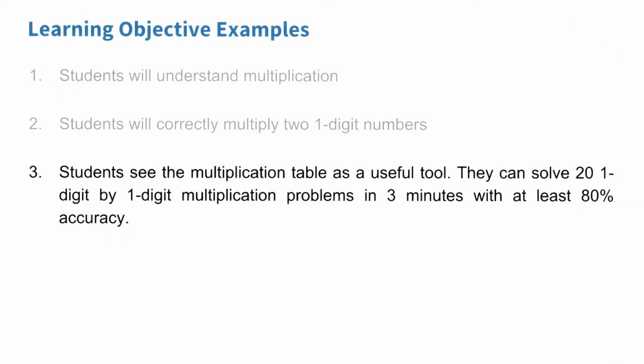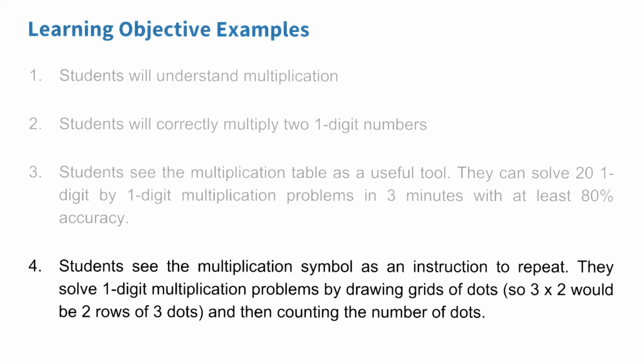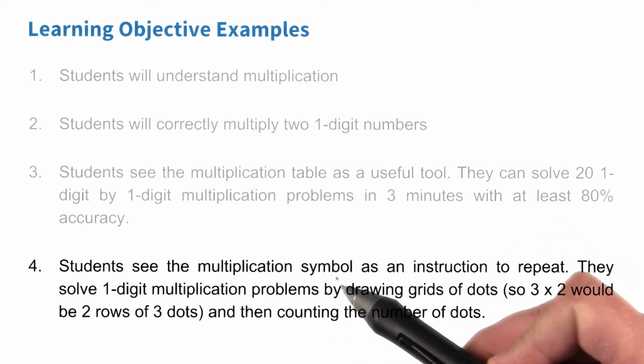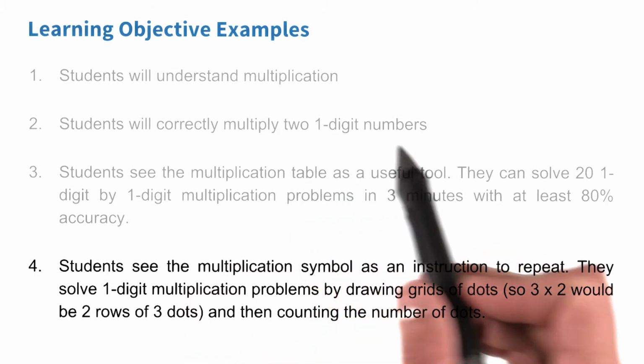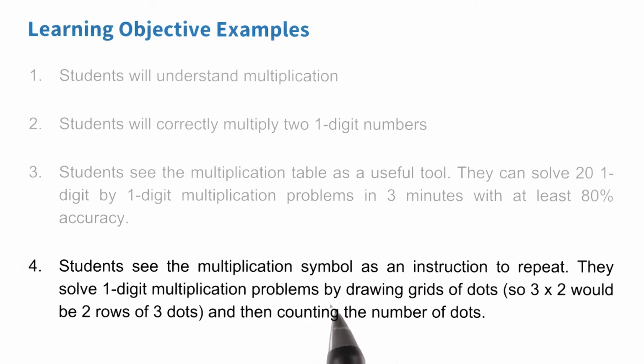So let's go on to the 4th learning objective. Here, students are seeing the multiplication symbol as an instruction to repeat. They solve one-digit multiplication problems, so same task as before, but now it's even more specific. They're drawing grids of dots. So 3 times 2 would be 2 rows of 3 dots. And then the students are counting the number of dots.